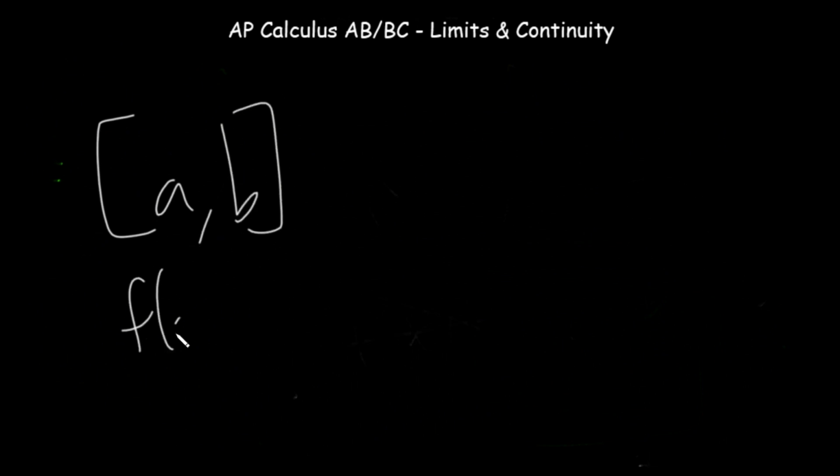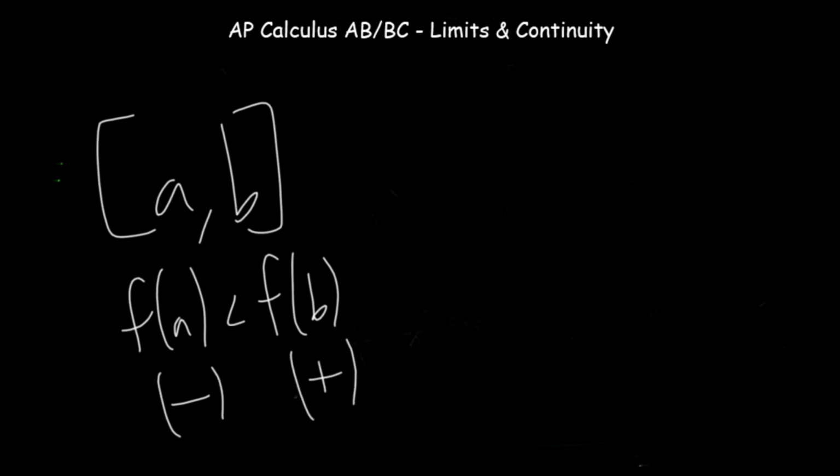Now let's go over our last topic, I promise, which is the intermediate value theorem. What the intermediate value theorem is talking about is, say we have this interval, a and b. Now if f of a is less than f of b, and if they're of opposite signs, so say a is negative, b is positive, then there has to be a root c in between this interval. That's basically what it's saying.